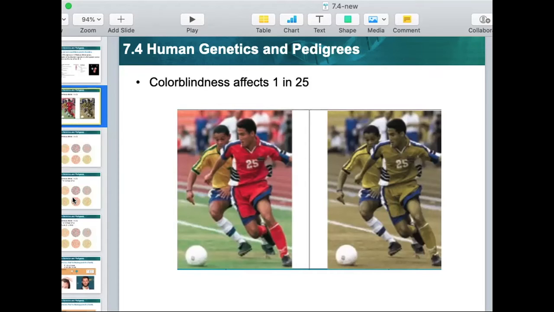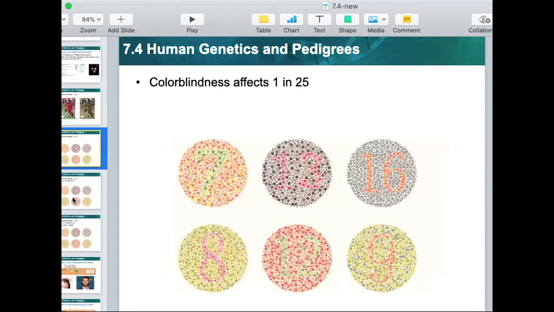So red-green color blindness is the most common form of color blindness, where they can't distinguish between reds and greens. To them, it looks the same. So it affects 1 in 25 people. There's a test you can do to see if you're colorblind. So if you can see the numbers in each one of those, then you're not colorblind. But if there's any ones you can't see the number, then you have at least one colorblind quality.